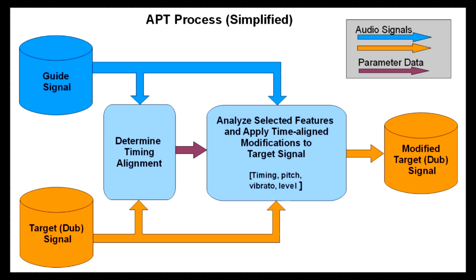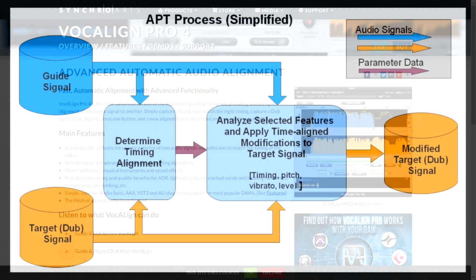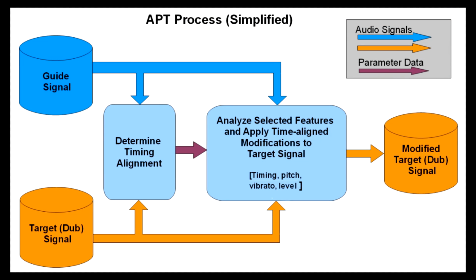The APT process was originally included in Synchro Arts Vocaline software, which has been used in the film industry for many years for automated dialogue replacement. However, the original APT process did not include the transfer of pitch information. With Revoice Pro, the APT process includes pitch transfer, so it makes it very useful in music production for the sort of tasks we will be tackling today.